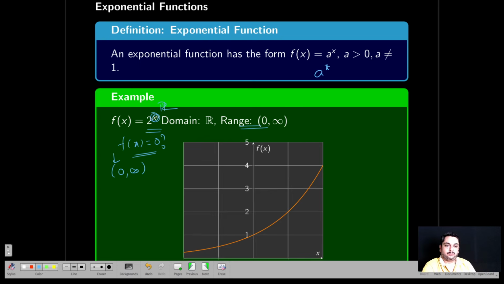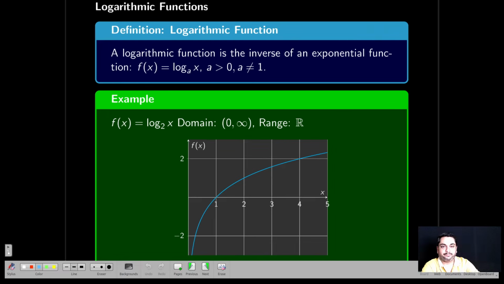You put 0, it will be 2 power 0. That is 1. You put any negative number, any positive number, it will be greater than 0 only. 0 is not possible. Negative number is also not possible. So it is always an ever increasing function, the exponential function. That is what you learn in algorithms also.